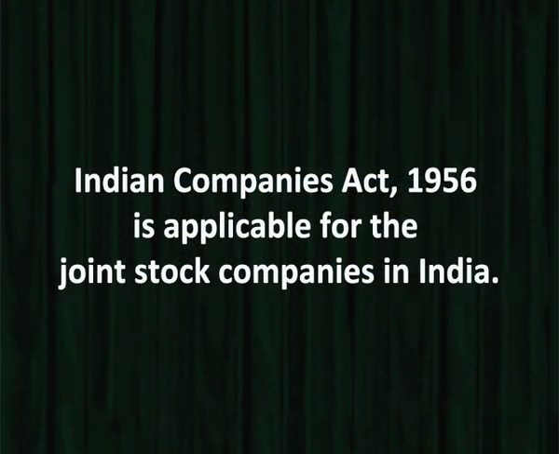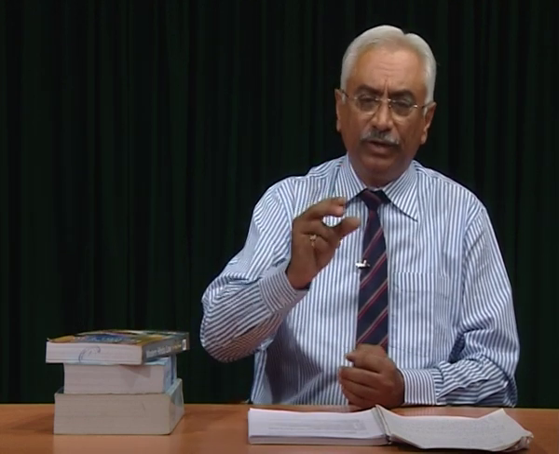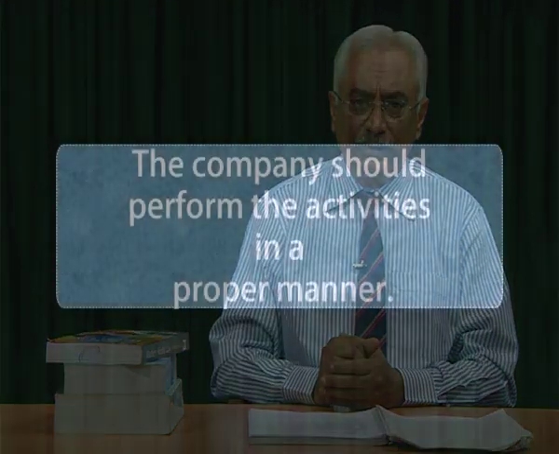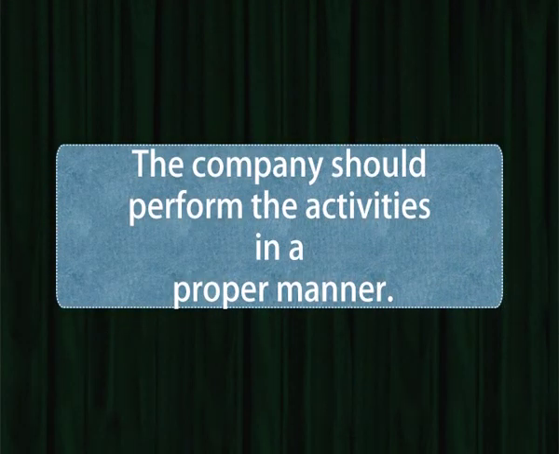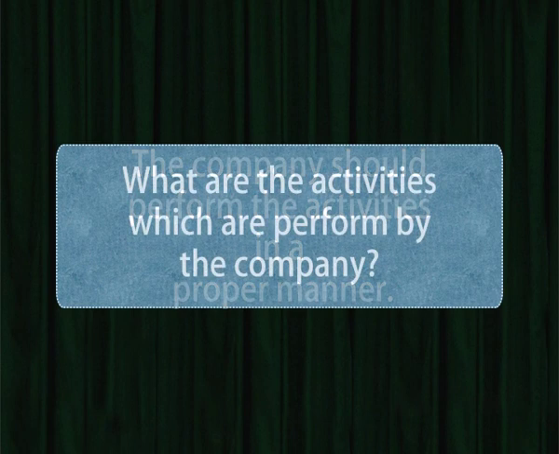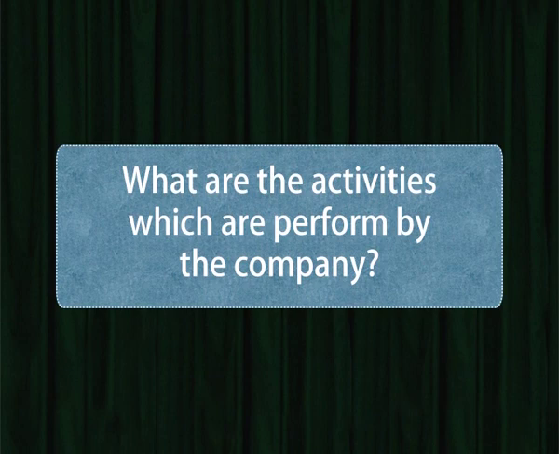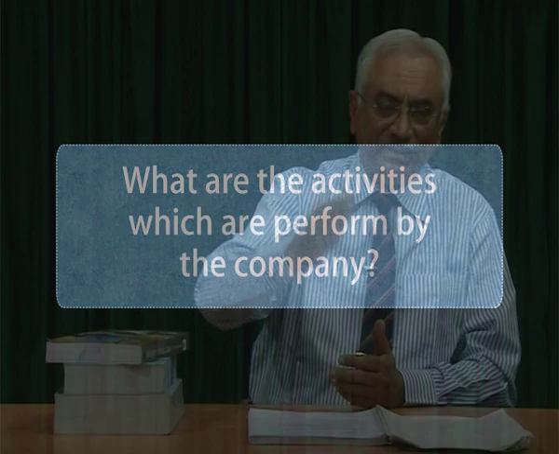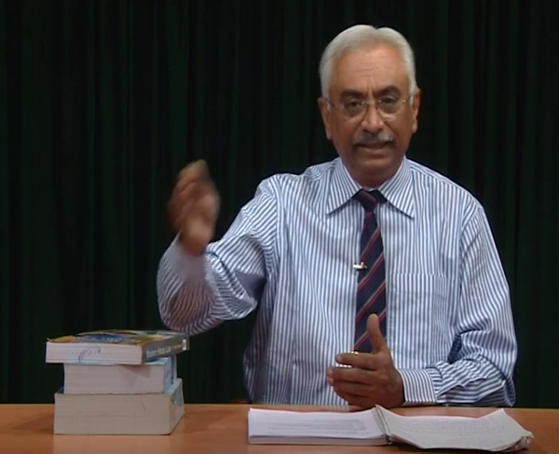The Indian Companies Act 1956 is applicable to the joint stock companies in India. There are objectives of incorporating the law. The first and foremost objective is that we want the activities of the company to be governed in a proper fashion. The company should perform its activities in a proper manner. Therefore, we have enacted the law. What are the activities performed by the company? We will discuss that when we discuss the subject in great detail.